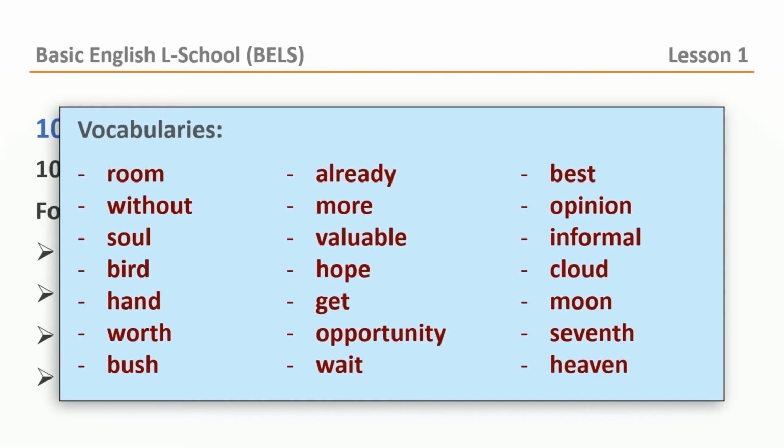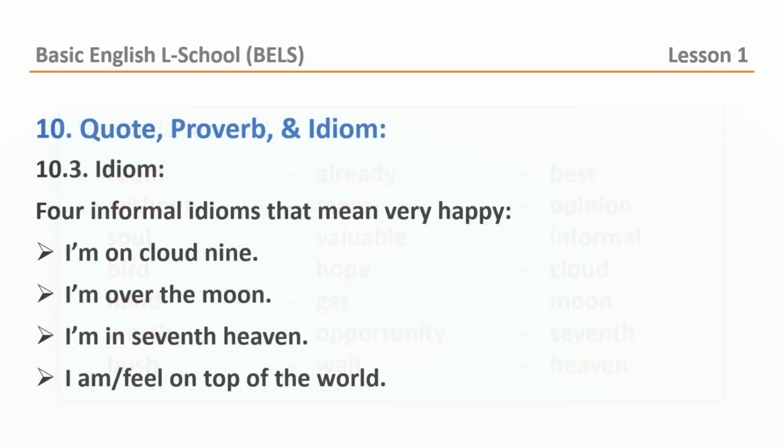The vocabularies of the part 10 are room, without, soul, bird, hand, worth, bush, already, more, valuable, hope, get, opportunity, wait, best, opinion, informal, cloud, moon, seventh, heaven.